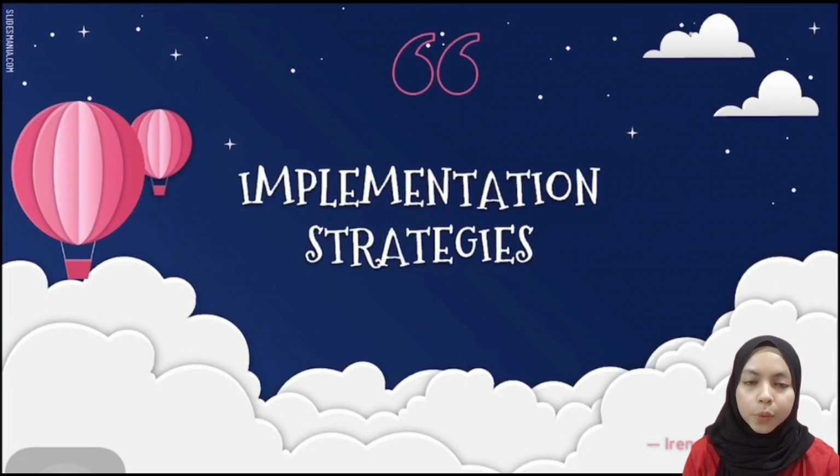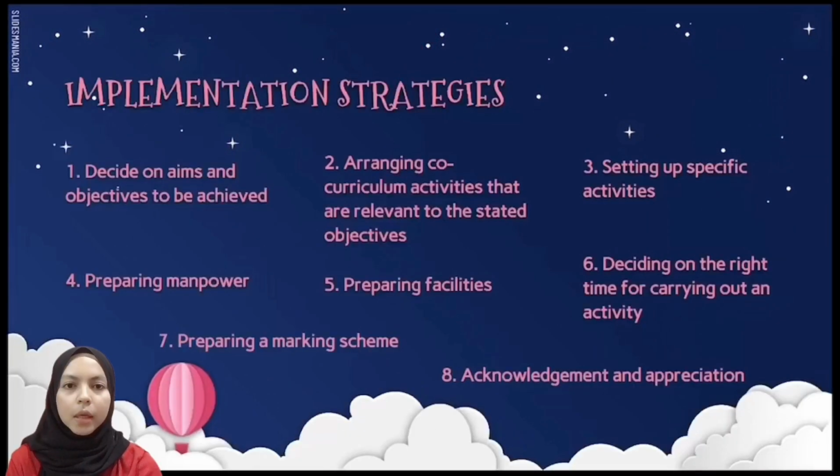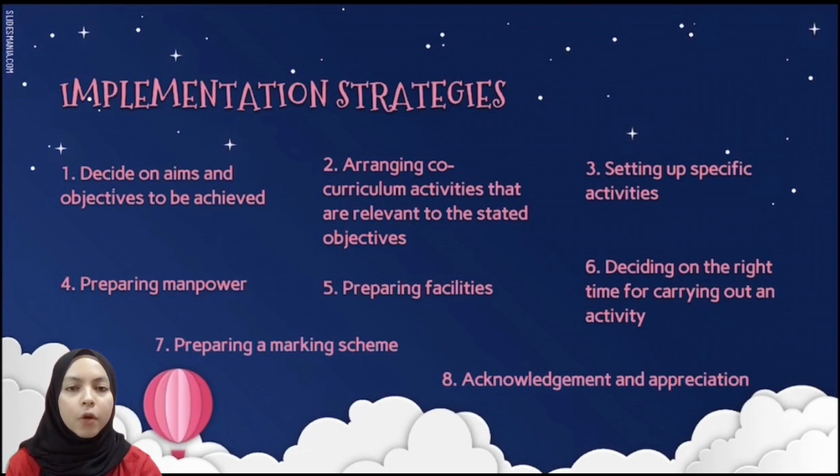Before we proceed to implementing co-curriculum activities, we need good strategies to make sure the activities run smoothly. Here, I will tell you some of the implementation strategies. The first strategy is to decide on aims and objectives to be achieved. For conducting a co-curriculum activity, aims and objectives are a must to know what achievement will be gained by students by the end of this activity.